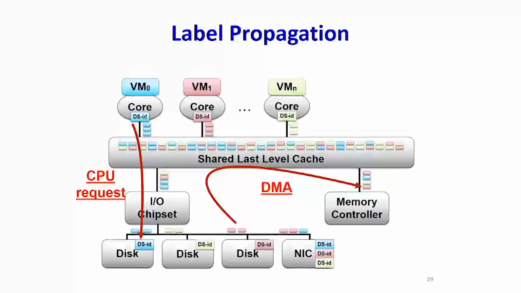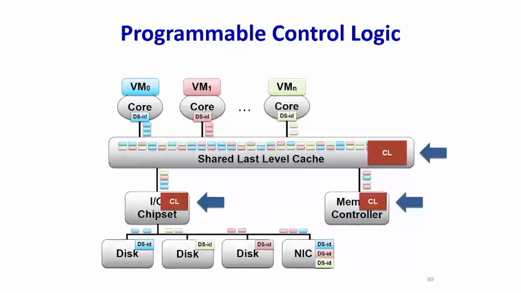In this case, the propagation goes in two directions. One direction is CPU requests, another direction is DMA, from devices to memory. So the memory controller is able to distinguish which virtual machine, or which process, even which thread, a request comes from. So we add control logic here. In our prototype, we add control logic into three components: the last level cache, the memory controller, and the IO chipset. And also there are some registers here.